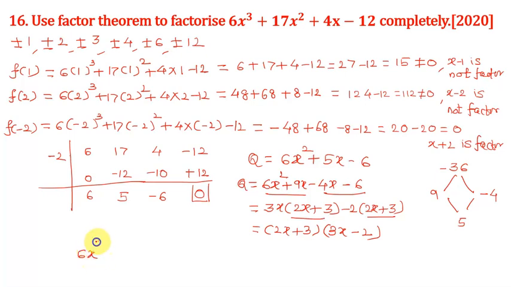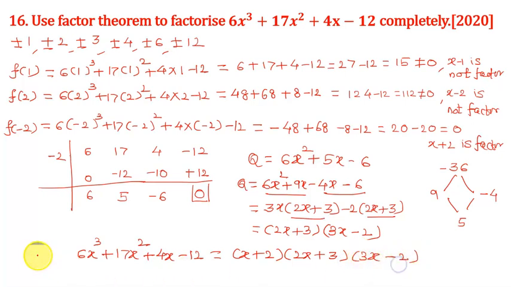and hence the factors of the given polynomial 6x cube plus 17x square plus 4x minus 12 is equal to, first factor was x plus 2, second is 2x plus 3, and last is 3x minus 2. Okay.